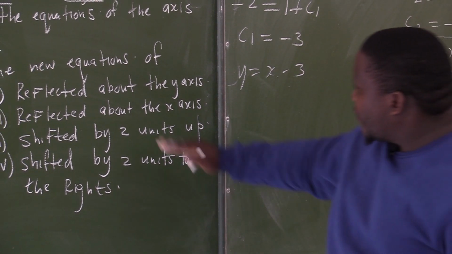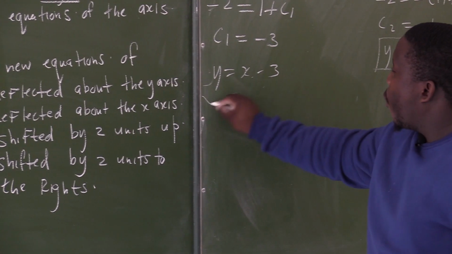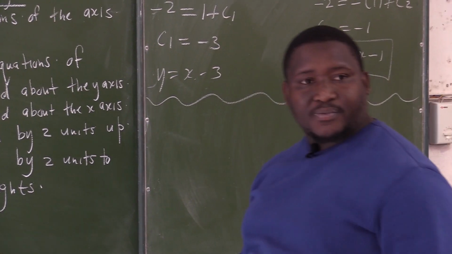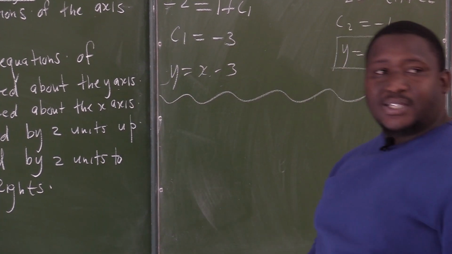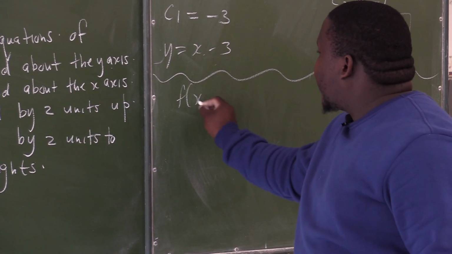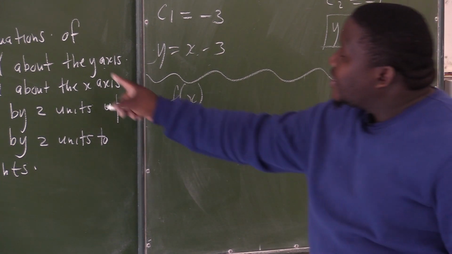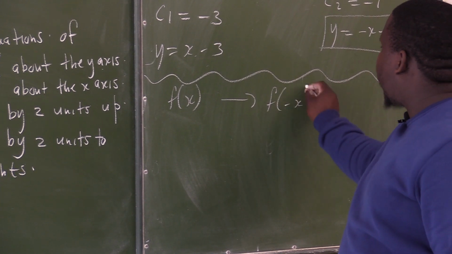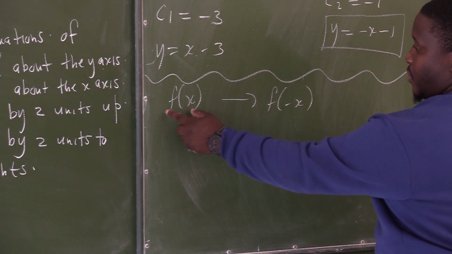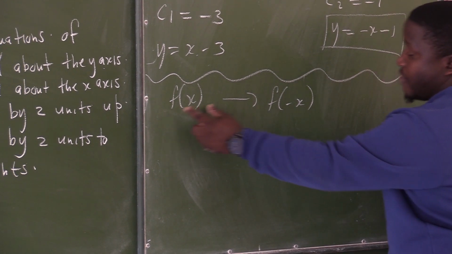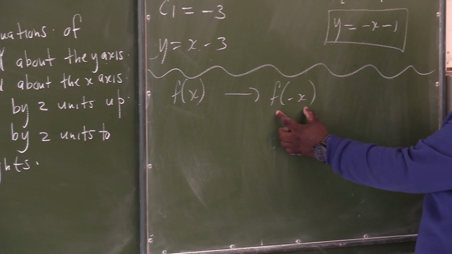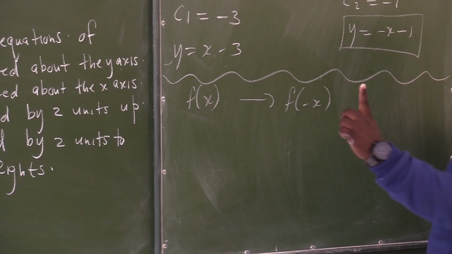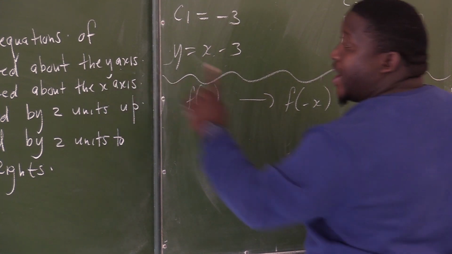What is happening? Let's focus on the first one. What is happening when you reflect a graph, any graph, along the y-axis? If I reflect a graph of f of x along the y-axis, take note of that one, then this graph changes to f of negative x. Look at the difference between these two. This is what I had, f of x, but now I'm having f of negative x. What am I doing here? I have reflected f along the line, my y-axis.